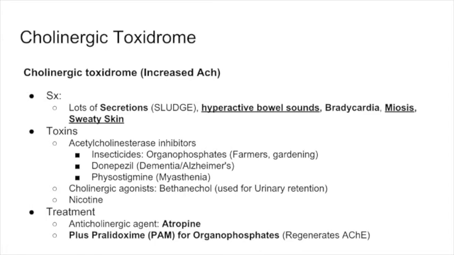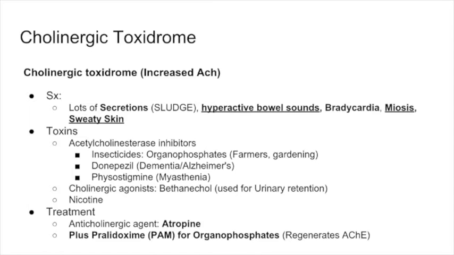And toxidrome just means a set of symptoms that are related to specific toxins. So cholinergic toxidrome is mainly because you have an increased acetylcholine. Think of it as too much parasympathetic nervous system. The body is just chilling, but it's chilling too much. The symptoms of cholinergic toxidromes are lots of secretions. You remember the SLUDGE mnemonic: salivation, lacrimation, urination, defecation, gastric upset, and I forgot the E. But anyways, you have a lot of secretions.